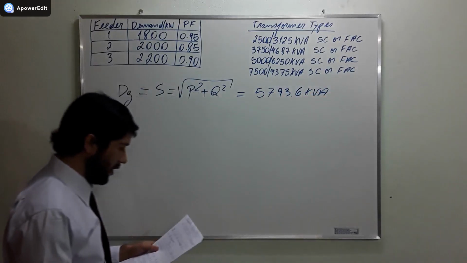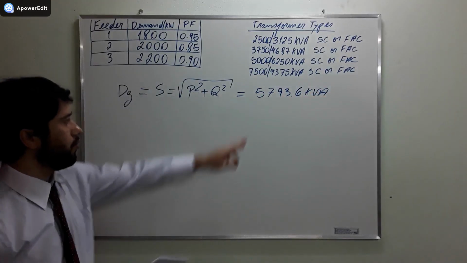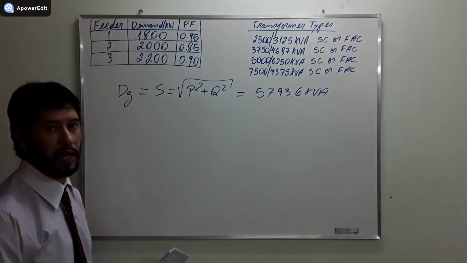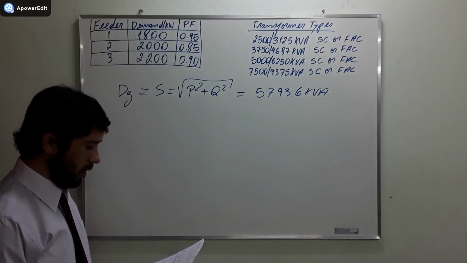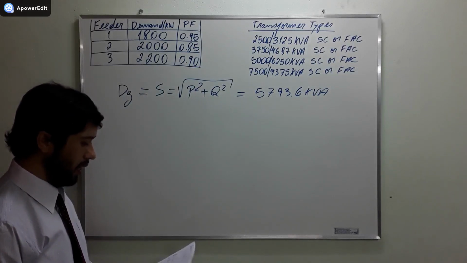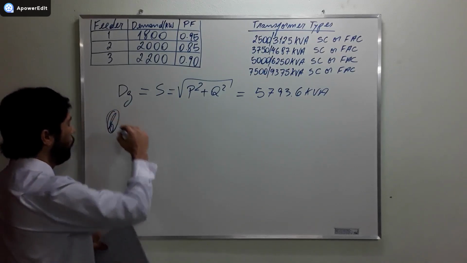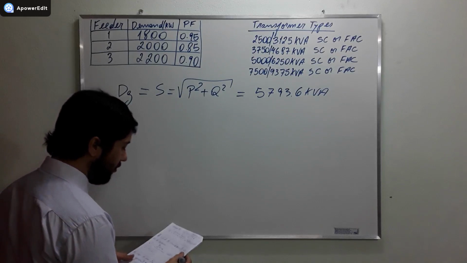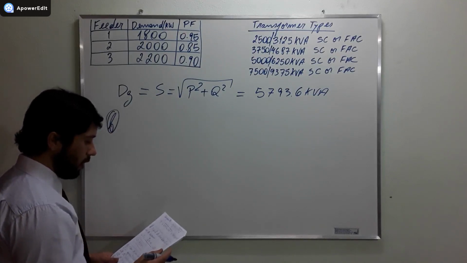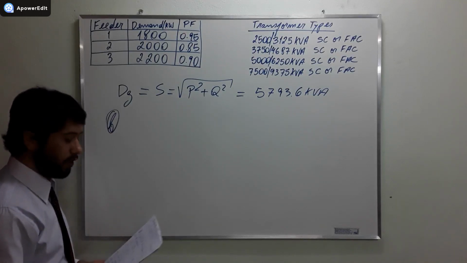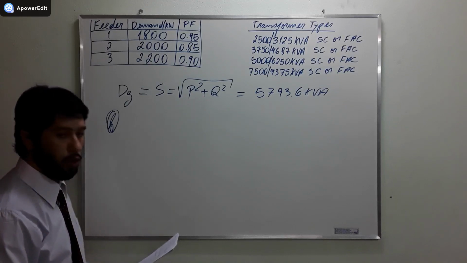kVA. Okay. And with this result, we finish letter A. And now, let's go to letter B. Letter B is a lot easier. So letter B, we do this to find the load diversity. Letter B wants the load diversity.